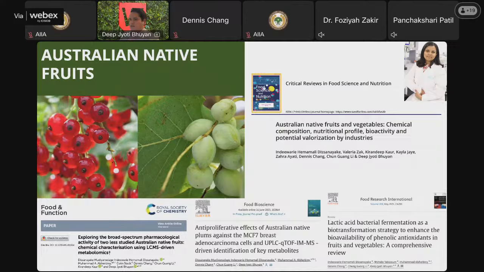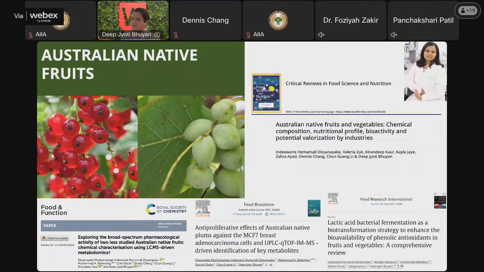She's currently doing her PhD, and we are trying to improve the bioavailability of these natural products from Australian bush medicine through lactic acid fermentation. So it basically joins the concept of postbiotics with bush medicine.